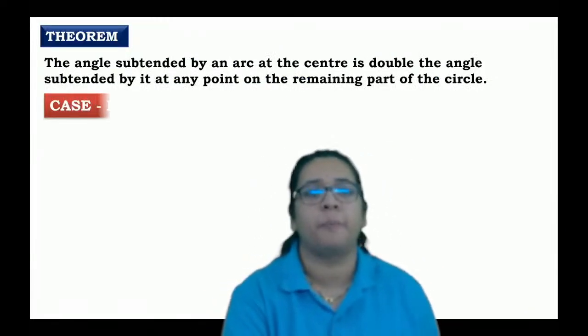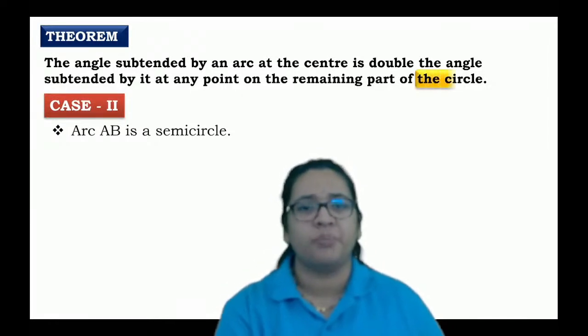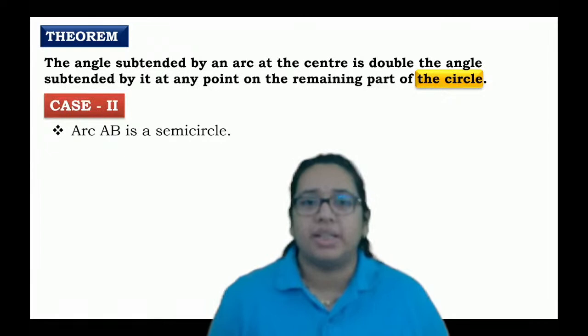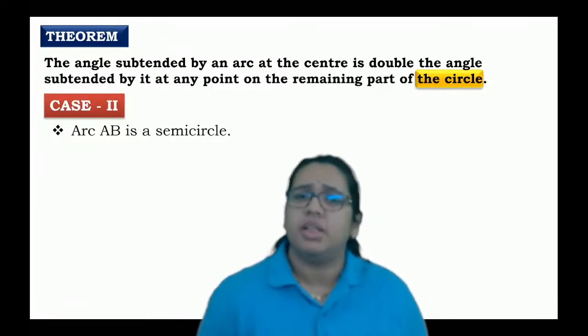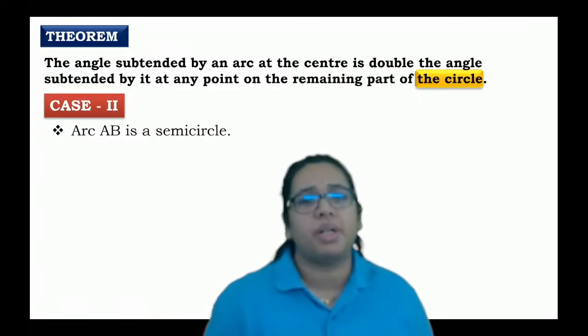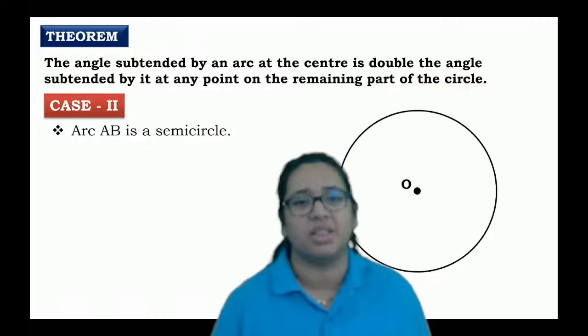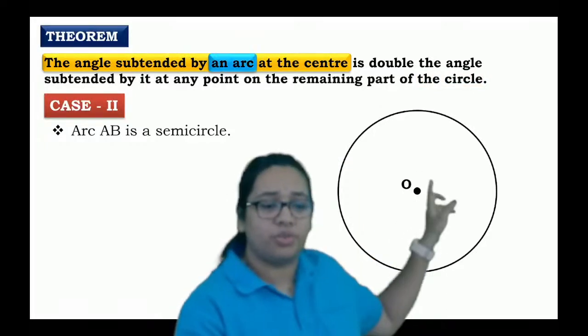Okay, then we just have to discuss this theorem. Now we will ask you to prove this theorem. The angle subtended by an arc at the center is double the angle subtended by it at any point on the remaining side. Means we are just talking about the central angle being twice of that, right?